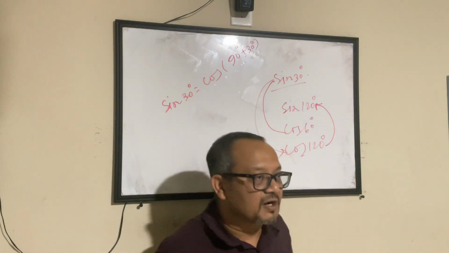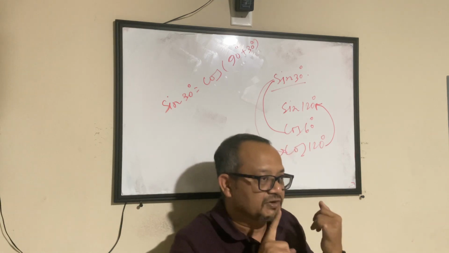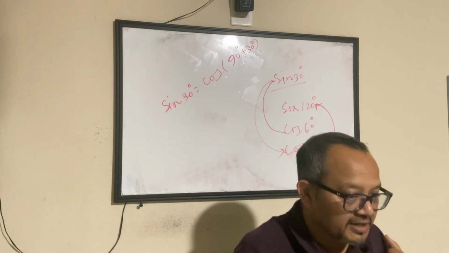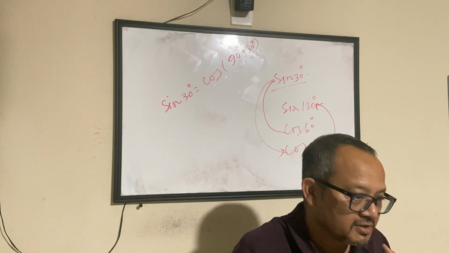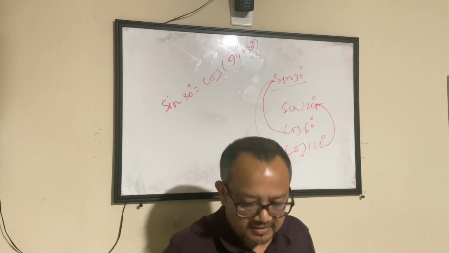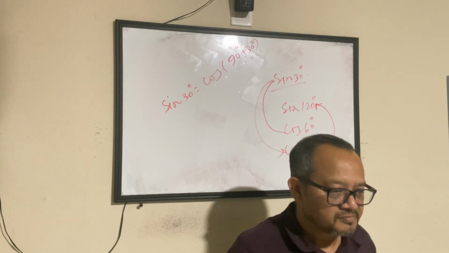So that's the main purpose of whatever we have learned with respect to the unit circle, or with respect to the periodicity, or with respect to complementary angle concepts around trigonometry. Is that making sense? Yes, sir.